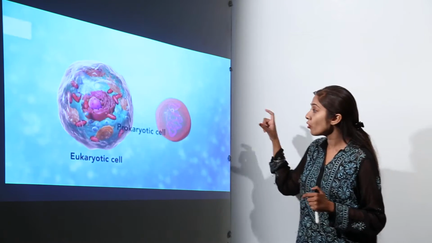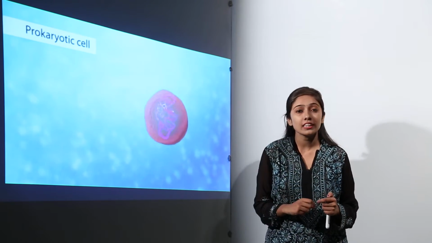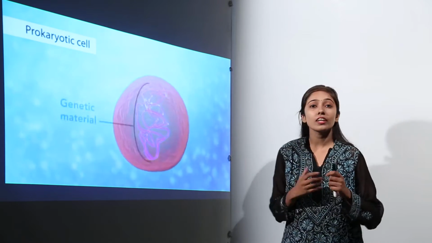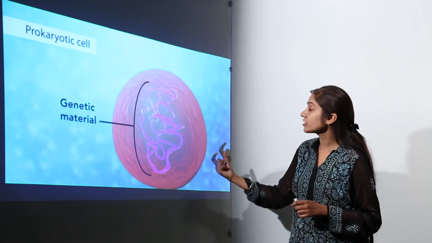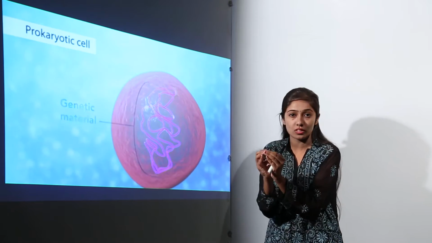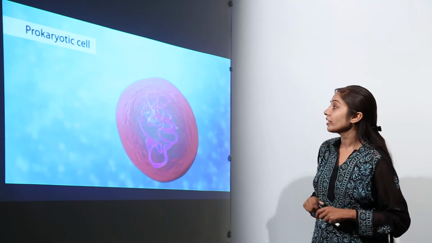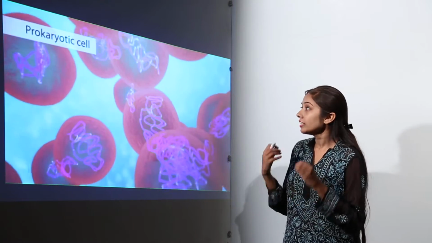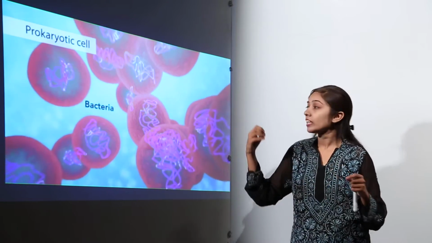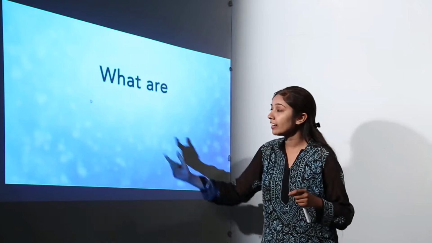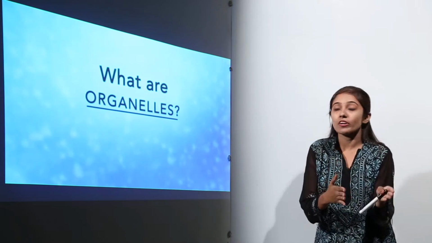Then we have the prokaryotic cell. This prokaryotic cell does not have a well-organized nucleus, and the genetic material is not within a nucleus, it is lying somewhere in the cytoplasm. These prokaryotic cells are generally found in bacteria, right, the primitive organisms.